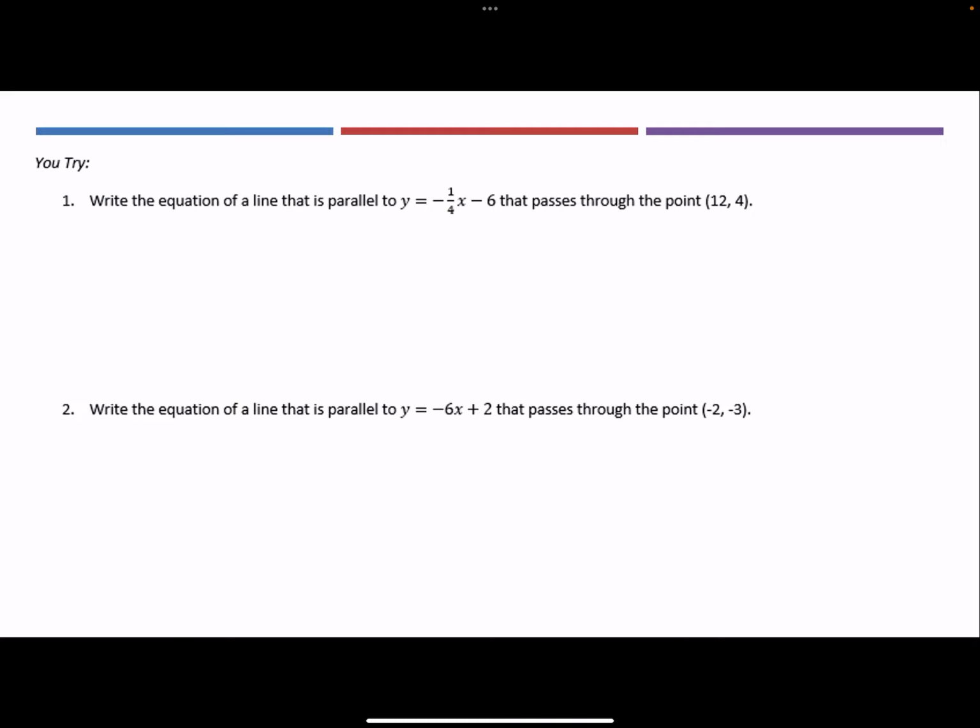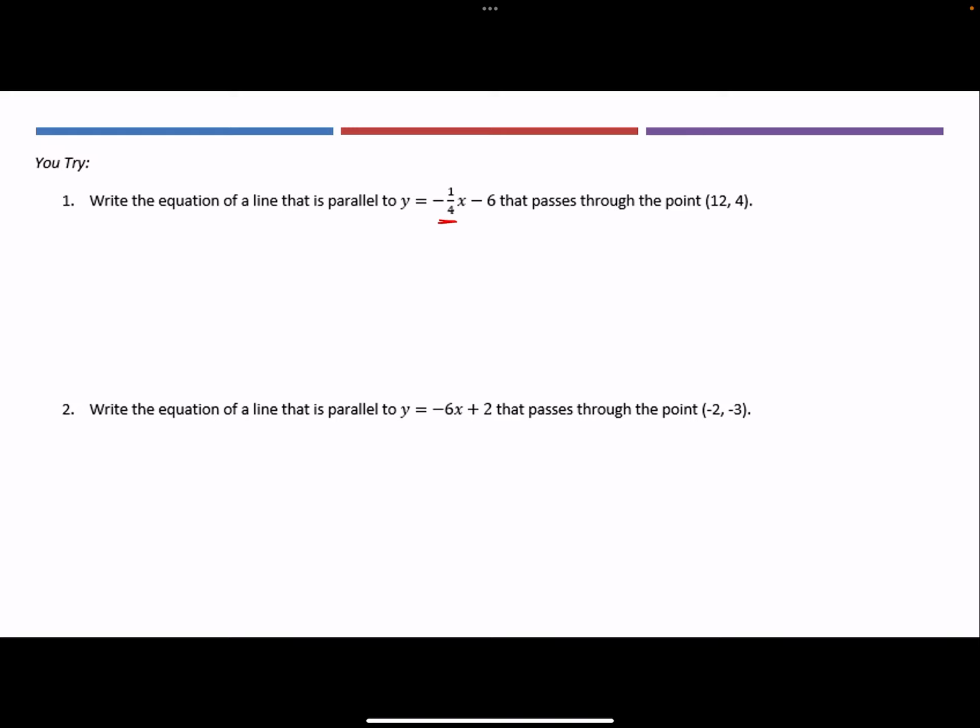Okay, so you're going to pick one of those methods. You're going to try some of these problems. Pause the video, try these, and then we'll go over them. Okay, so number one, write the equation of a line parallel to this.